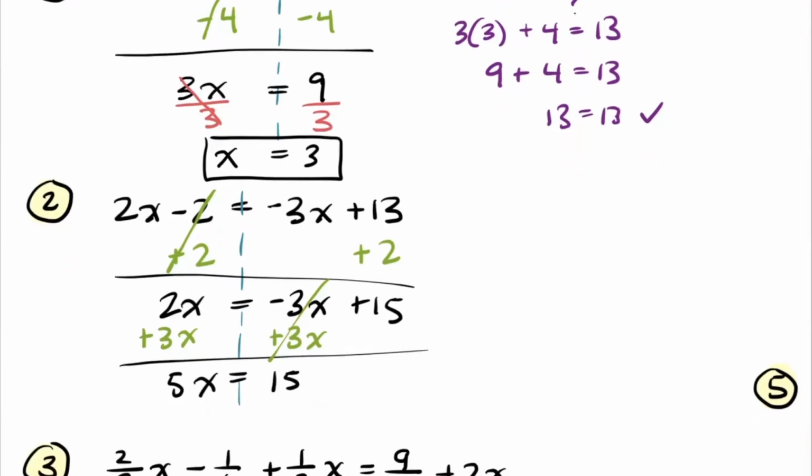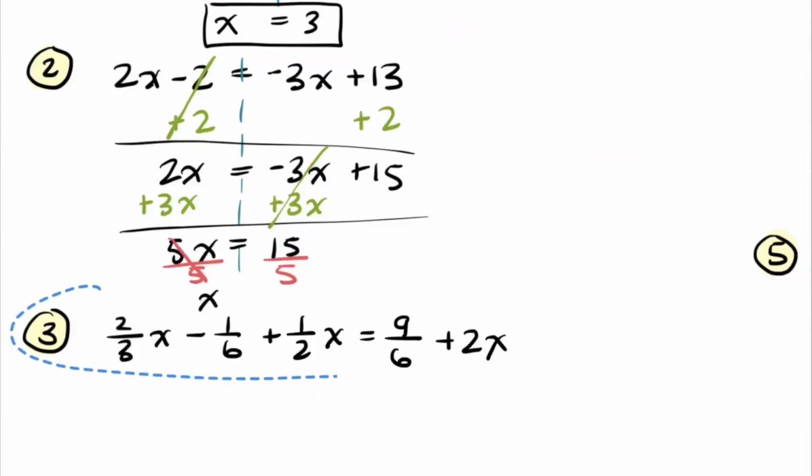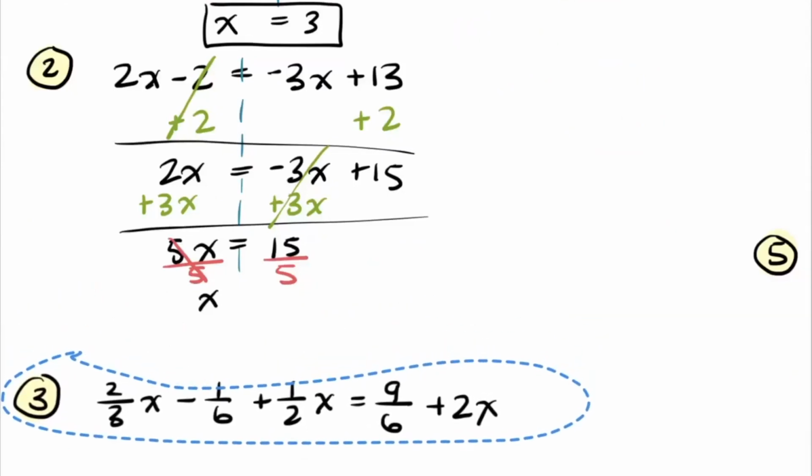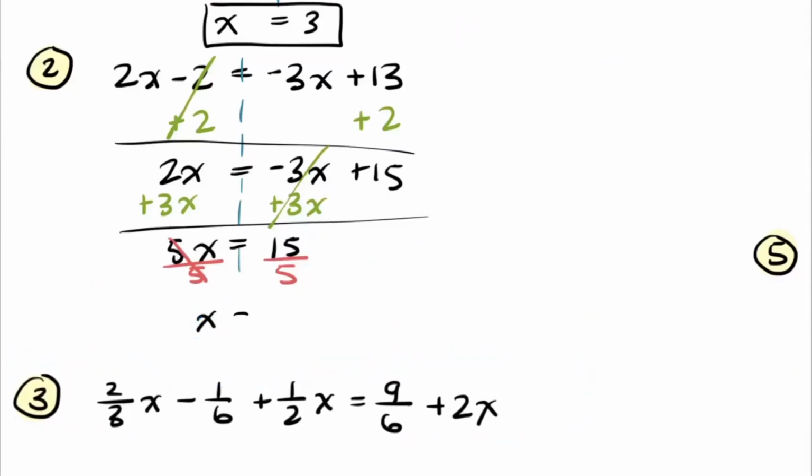And then the last thing is to undo the times 5. So we'll divide by 5. And that will give us 1x on the left. Sorry, I've got to move this down. And then 15 divided by 5 is, of course, 3. So there's our solution, x equals 3.